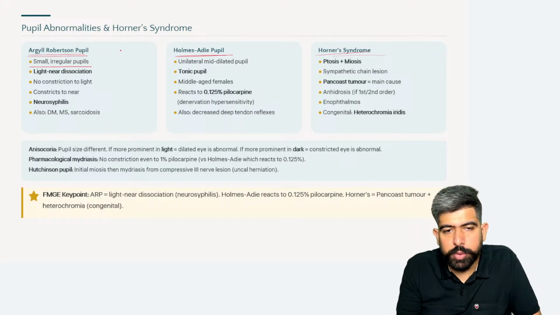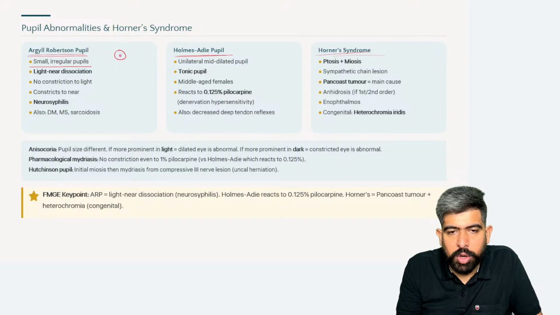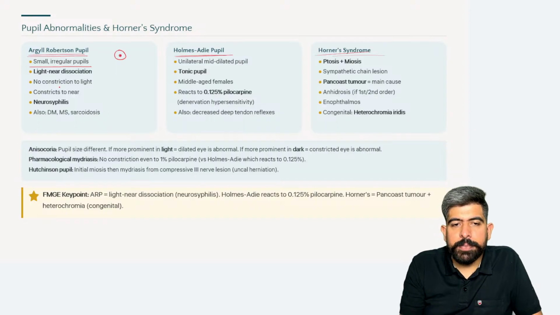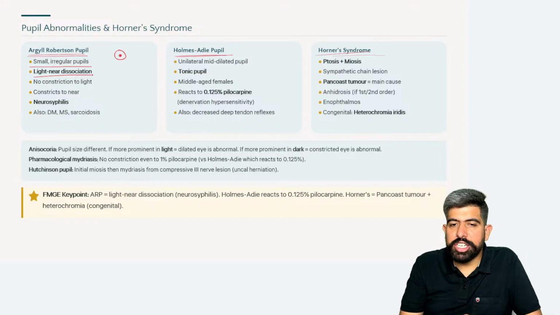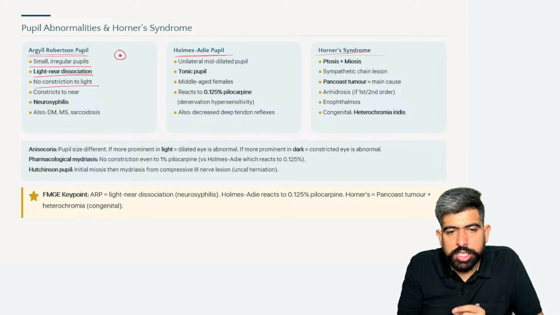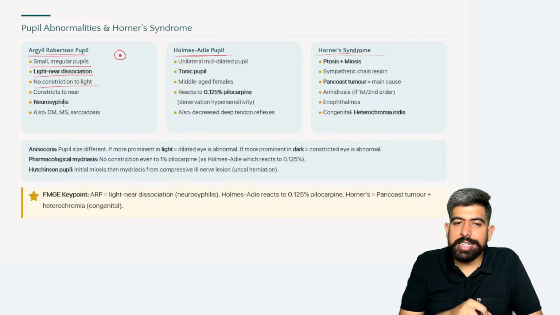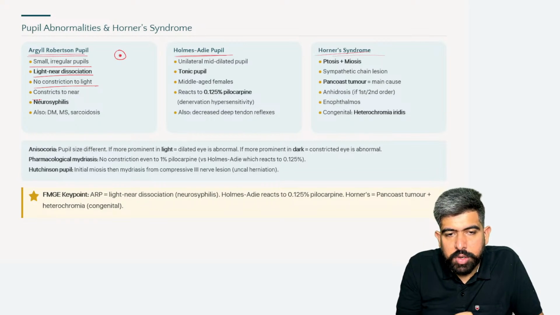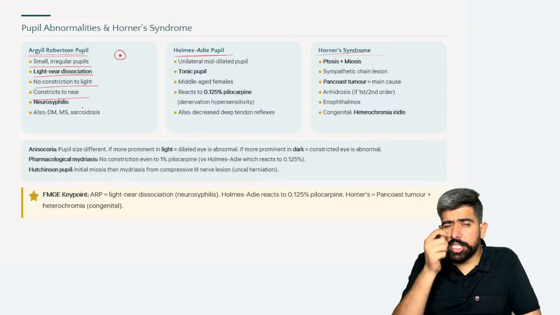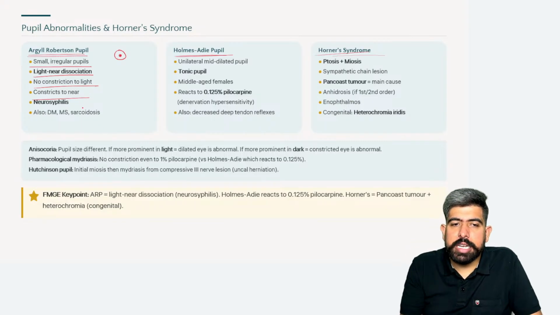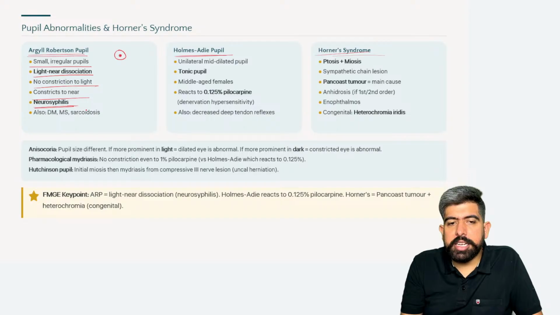The patient is coming to you. What is the patient having? Very small and irregular pupil, and the patient has light-near dissociation. Please remember about it. It means there is no constriction to the light. When we put the light, there is no constriction, but it constricts to the near object. There, it is most commonly seen.